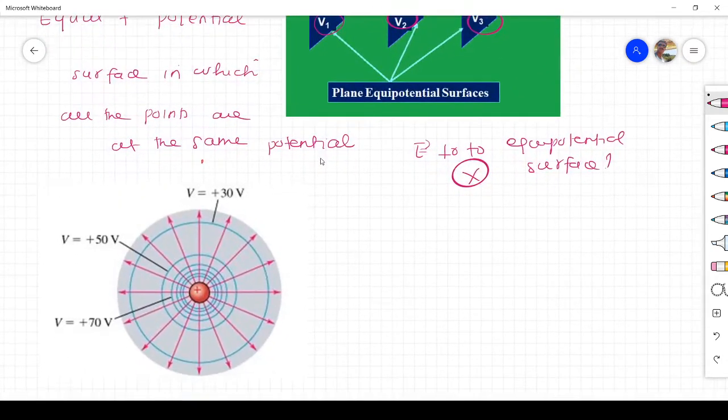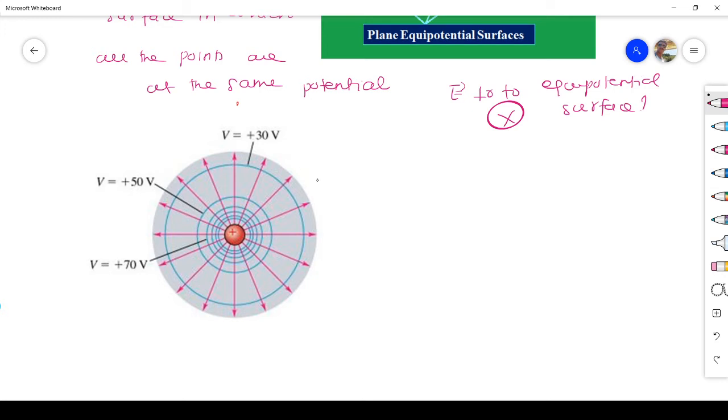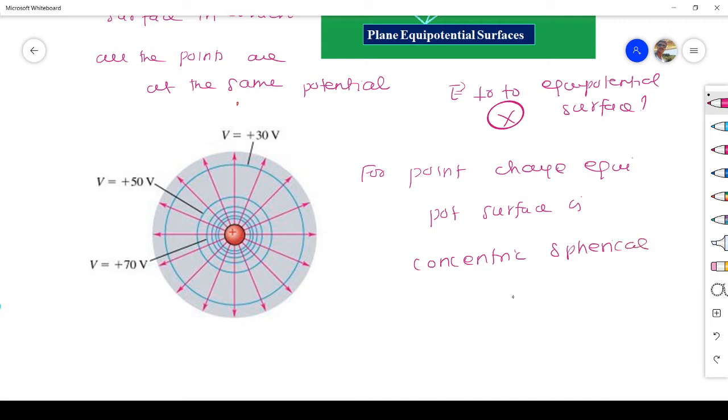Next, another thing we have to remember is that for a point charge, the equipotential surfaces are concentric spherical shells. Very important point to be noted. Why, for a point charge, are the equipotential surfaces concentric spherical shells? We will see now. Before that, we have to understand some points here.